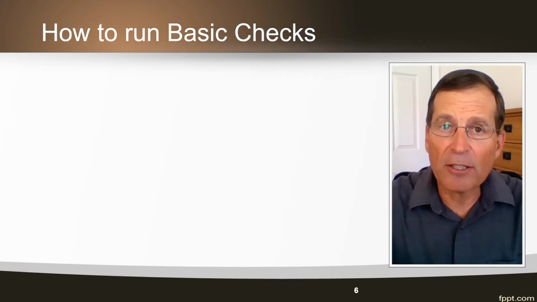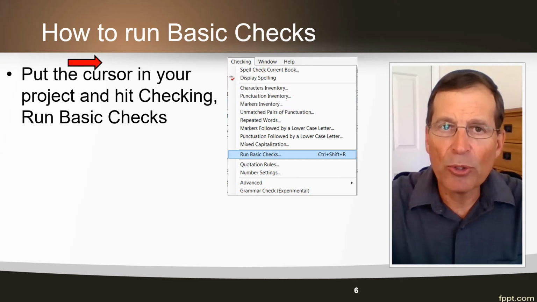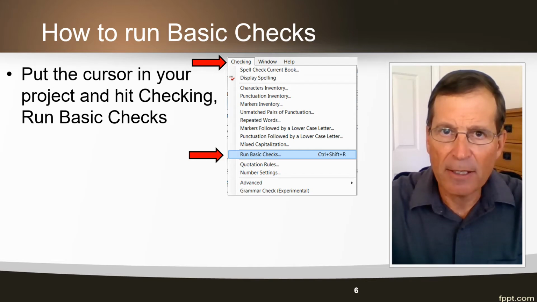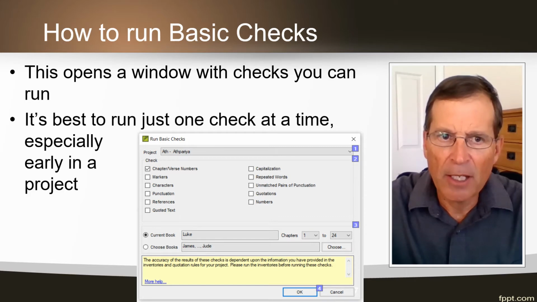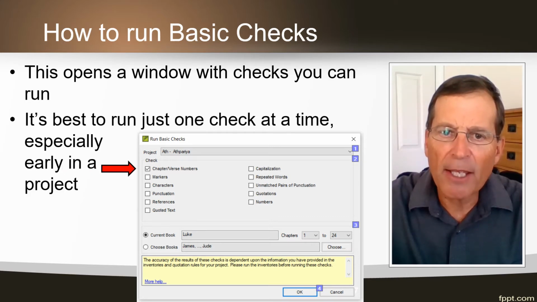How do you run basic scripture checks? Put the cursor in your project and hit Checking, Run Basic Checks. This opens a new window with checks you can run. It's best to run just one check at a time, especially early in a project. So if you were to mark all of the boxes, you would get back very many problems that need to be taken care of. But it's easier if you just check one box and take care of all the same kinds of problems at once before moving to the next box.